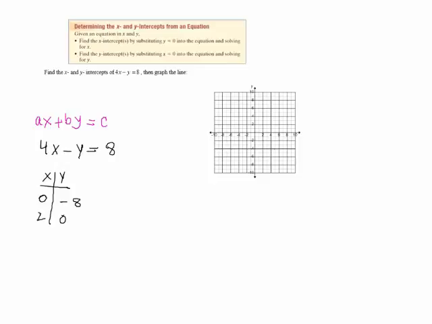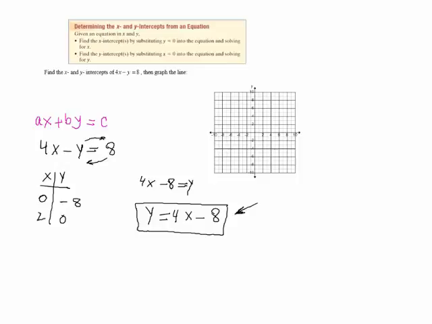You see, I'm finding the x and y intercept, but what if this equation was not in the standard form? If I move this y over here and 8 over here, then it won't be a standard form anymore, right? So let me rewrite this as 4x minus 8 is equal to y, or I can write it as y is equal to 4x minus 8.